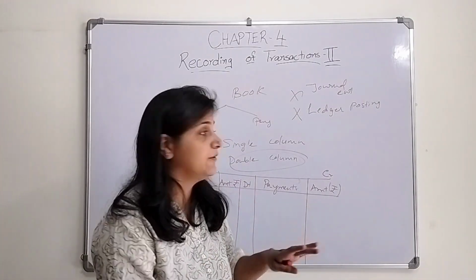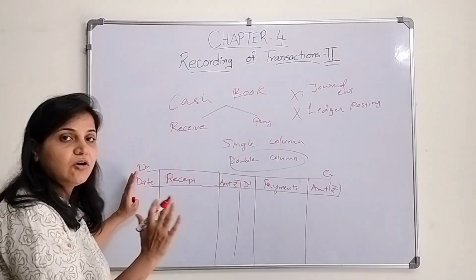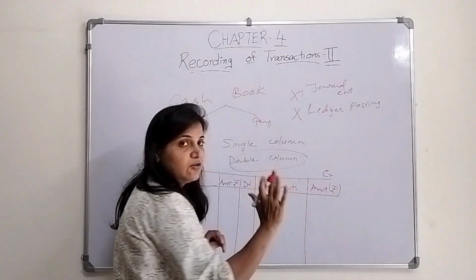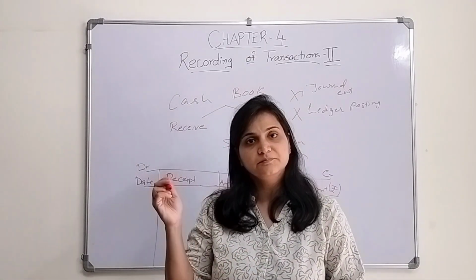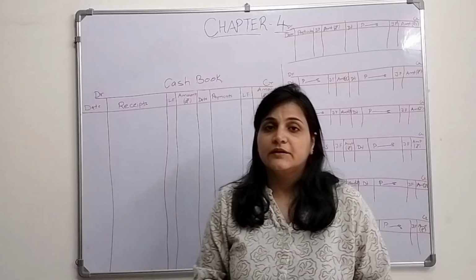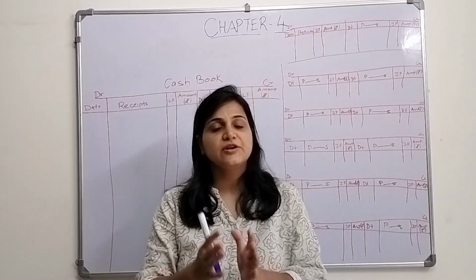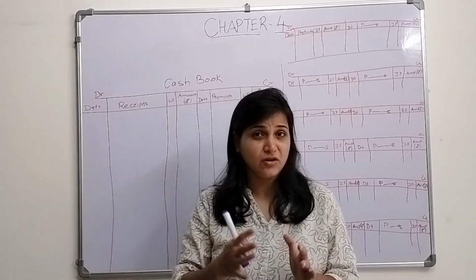In the previous chapter, the pro forma is same. We are going to write all the receipt entries on the left side, all the payment entries on the credit side. Let us deal with an example of how we will pass the entries in it. Now we are going to deal with a simple example just to let you know how the transactions are being recorded in a single column cash book.